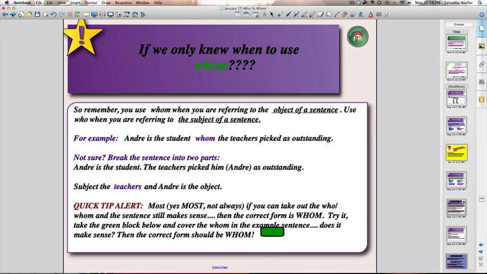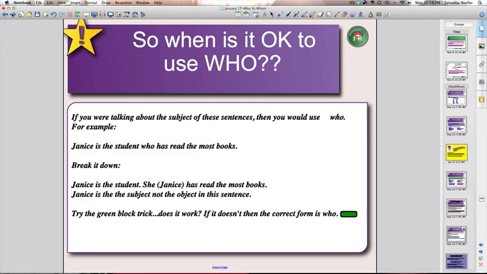Again, no need to take notes. So, when is it okay to use who? If you are talking about the subject of the sentences, then you would use who. For example, Janice is the student who reads the most books. Let's break it down again.